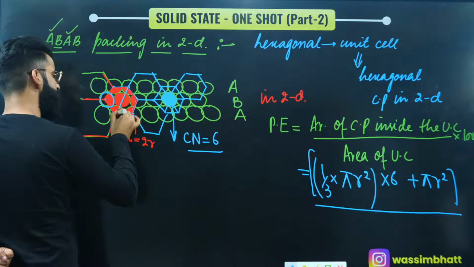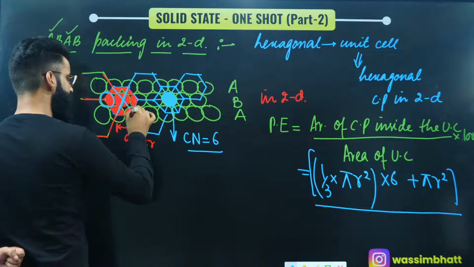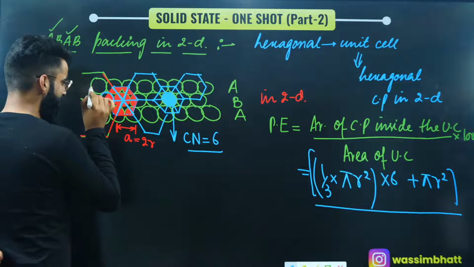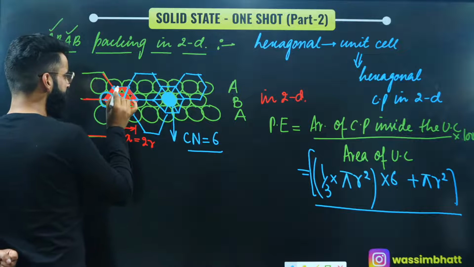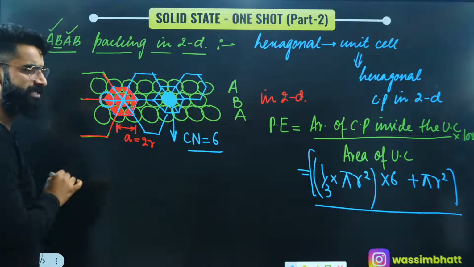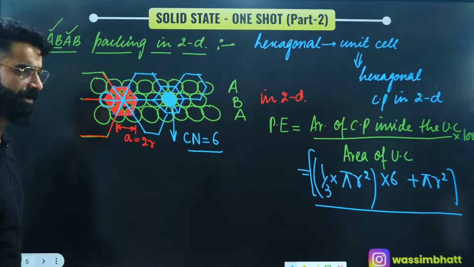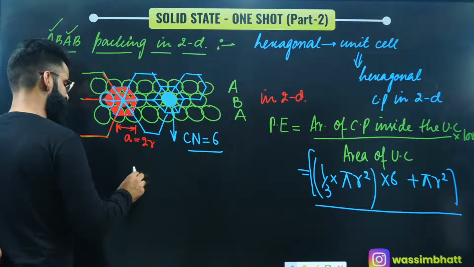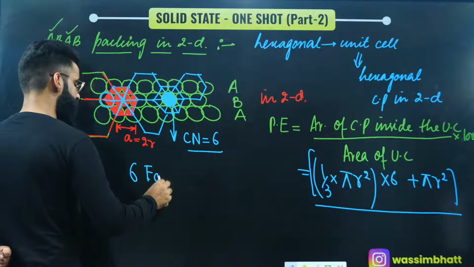If I join this corner with this corner, this corner with this corner, this corner with this corner, right? Can I say a hexagon is made up of 6 equilateral triangles? Absolutely, a hexagon is made up of 6 equilateral triangles, right?